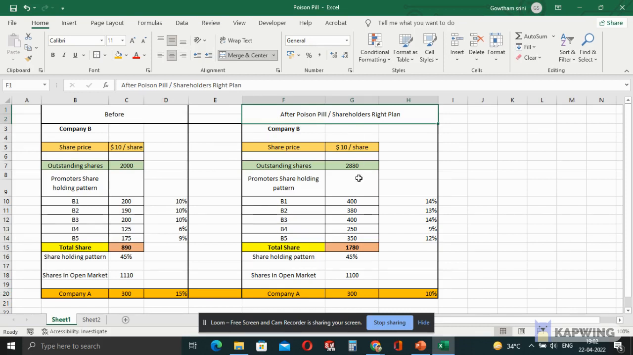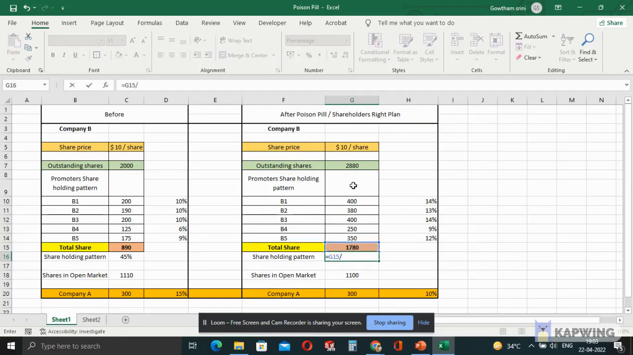According to that plan, say you have 2000 shares. Every promoter is entitled to get twice as many, which means if he holds 200, he can hold 400 shares. If he owns 190, he can own 380. So their shares will be doubled. Instead of 890, it will become 1780, and the shareholding pattern will change. Earlier it was 45, now it becomes 62.